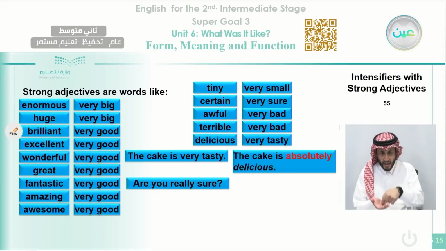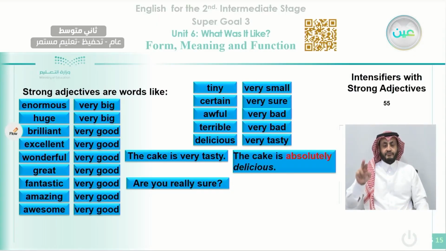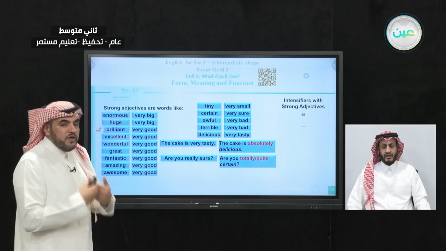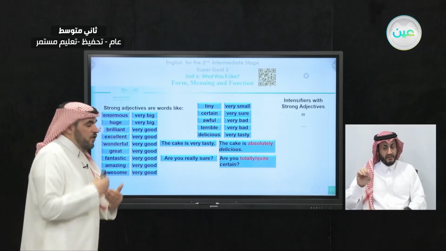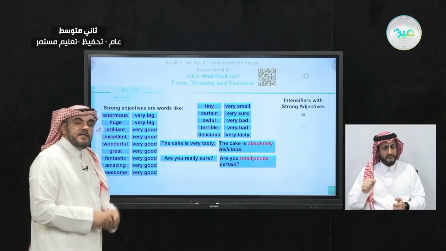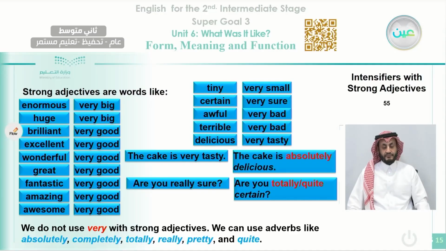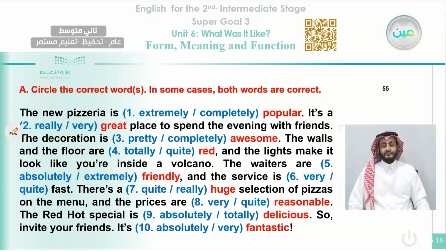Here, really is an intensifier which modifies the adjective sure. Are you really sure? The answer can be like this, or another question with certain. Are you totally certain, or are you quite certain? Here, certain is a strong adjective. We cannot use very, but we have other options to use, for example, totally, or we can use quite. We do not use very with strong adjectives, as we said. We can use adverbs like absolutely, completely, totally, really, pretty, and quite.